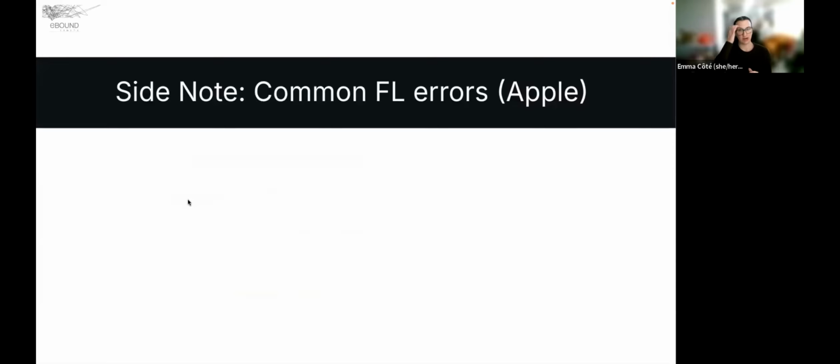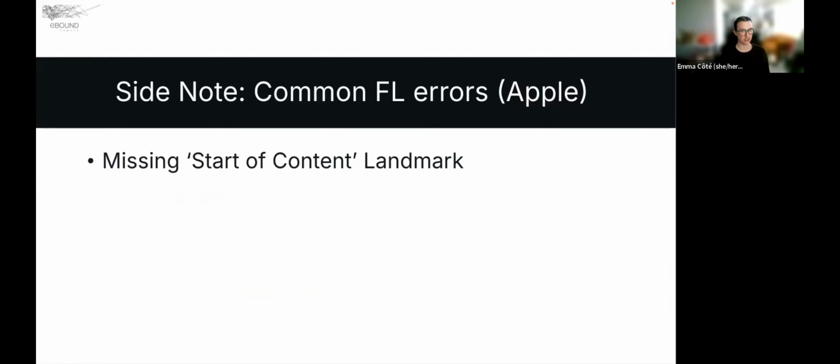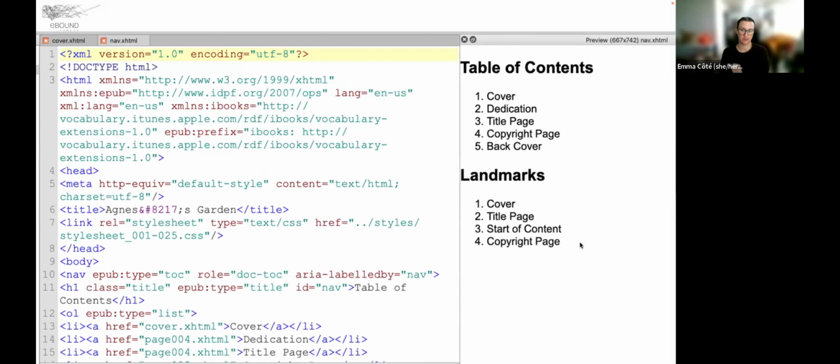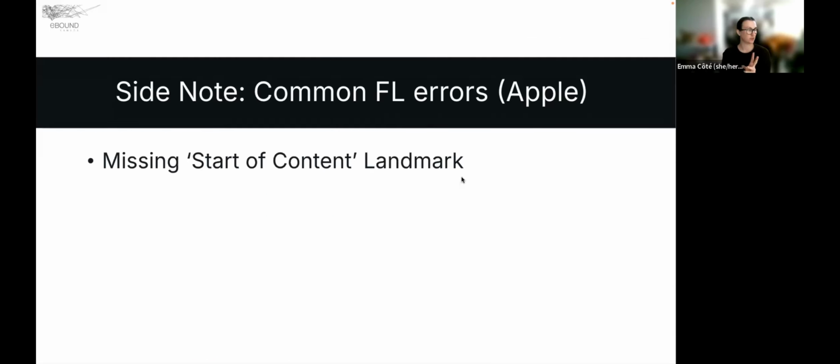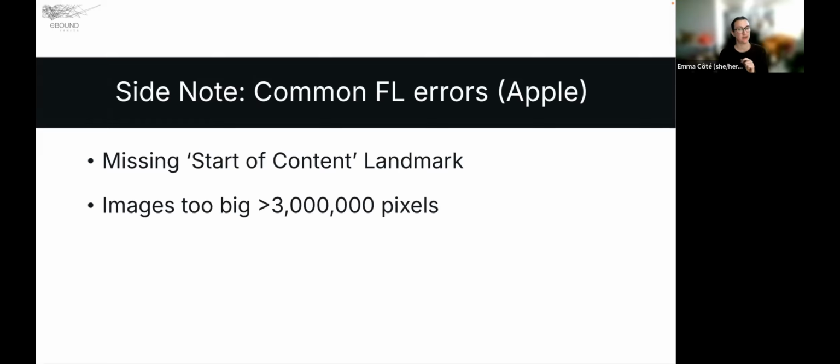A little side note here, as we're talking about these potential issues: it's Apple that I often see fixed layout titles failing at. These are just some of the common errors that I see that I thought I'd take a second to go over. That start of content landmark is not just important, it's required for any fixed layout title going to Apple. If you don't have a landmark, such as this one here, start of content, it will not distribute or process at Apple. So making sure that your conversion partners know to include that is really important.